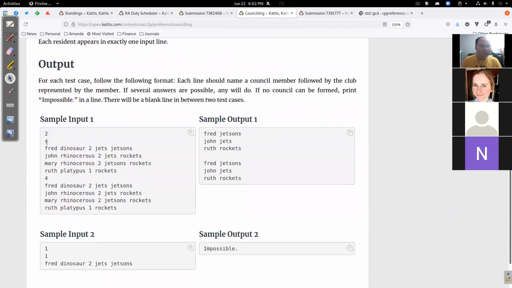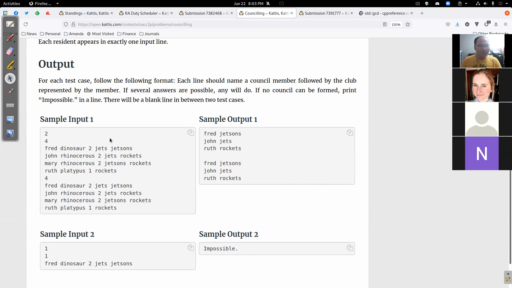So here, 2 cases. The first case, 4 people. First person is Fred, belongs to the dinosaur political party, belongs to 2 clubs, Jets and Jetsons. The second person, John, he's in the rhinoceros party, belongs to 2 clubs again, Jets and Rockets. Mary belongs to the rhinoceros party, belongs to Jets and Rockets. And Ruth is in the platypus party, belongs only to 1 club.